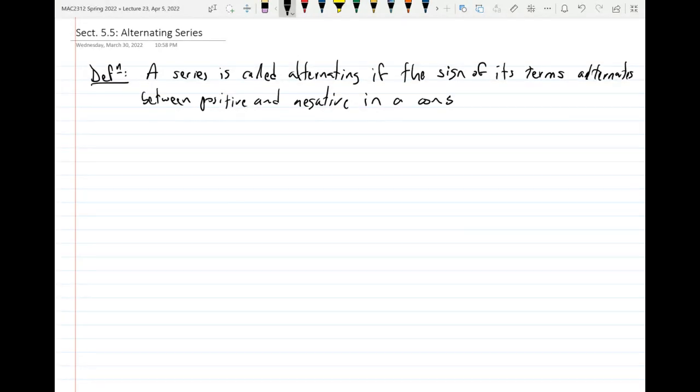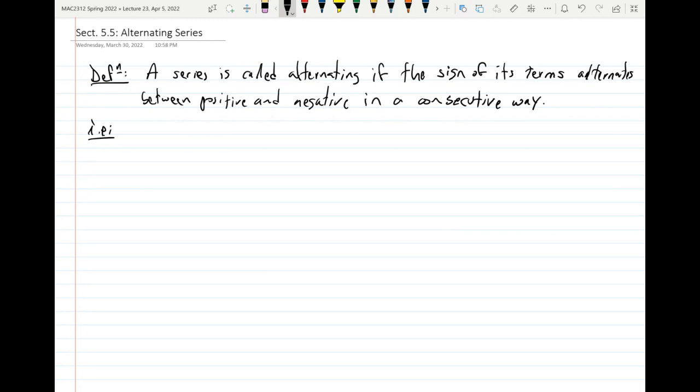In other words, positive, negative, not two positive, then three negative, then two positive, three negative. No, positive, negative, positive, negative. That's what I mean in a consecutive way. So equivalently, a series is alternating if the general term... How do you take care of the alternating behavior? How do you write positive 1, negative 1, positive 1, negative 1? How do you write that?